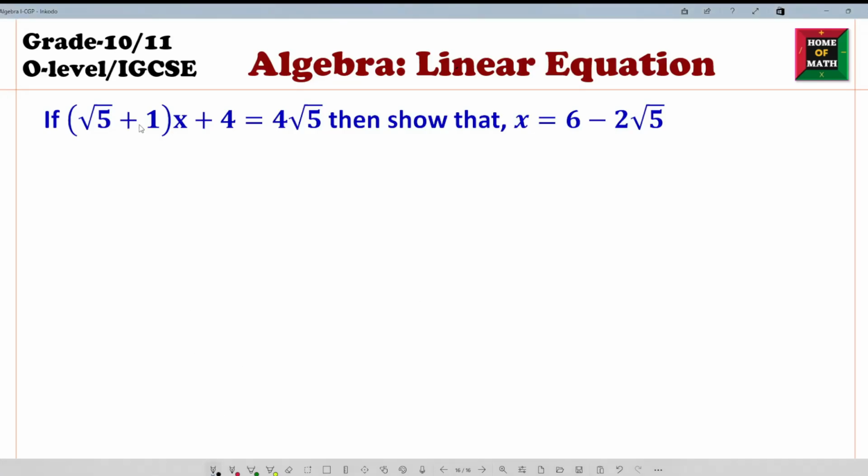Today's question: if (√5 + 1)x + 4 = 4√5, then show that x = 6 − 2√5. Let's start.